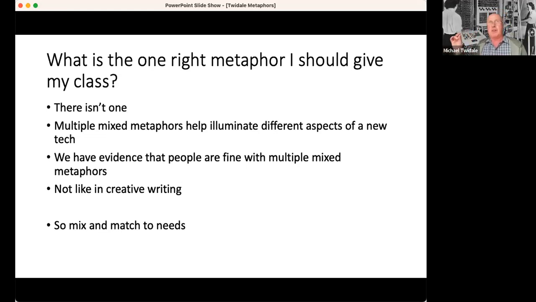And in studies we've done about people's use of metaphors when they're looking at things like Amazon Alexa, Google Home, people spontaneously use lots of metaphors depending on the context that they're using Alexa for. And sometimes even they use two different metaphors in the same sentence. So people seem to be quite comfortable using multiple metaphors to make sense of a technology. And I'll just point that out. That is completely different to what you learn in your creative writing class, where we say, oh, mixed metaphors, they're really bad. Apparently, when it comes to understanding technology, mixed metaphors are really good. So we can mix and match.